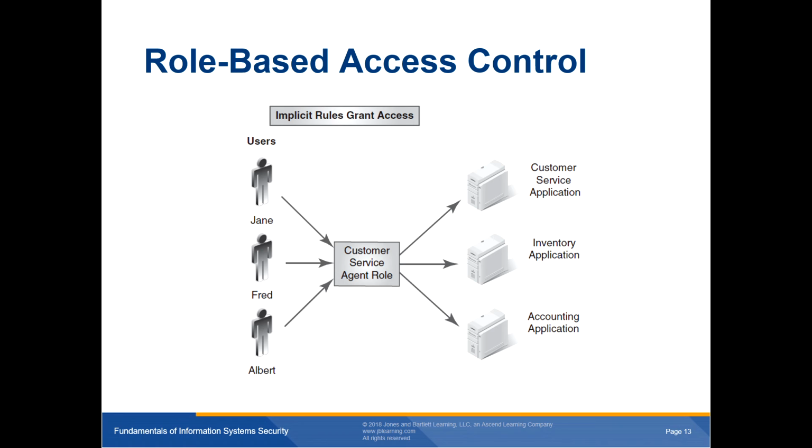Okay, so role-based access control. You have implicit rules grant access, but here Jane, Fred, and Albert have the customer service agent role, which allows them into these different applications. Before you assign access rules to a role, you must define and describe the roles in your organization. The process of defining roles, approvals, role hierarchies, and constraints is called role engineering. Starting with a clear list of role definitions that fit your organization is the key to RBAC.